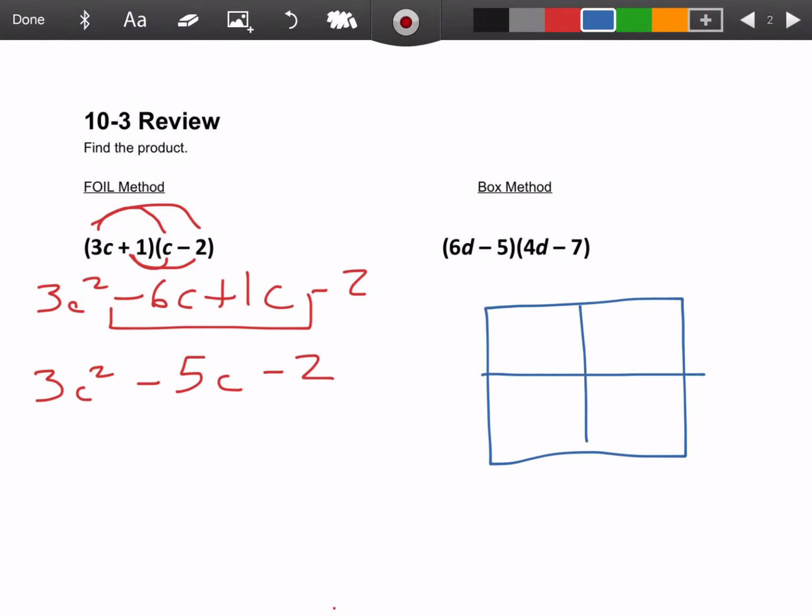And once again, we would just combine the like terms in the middle. So our final answer would be 3c squared minus 5c, a negative 6 plus 1, that would give us the negative 5, and then the minus 2. So multiplying those out, that would be simplified down to that. And then for our box method, over here again, we'll create a box.